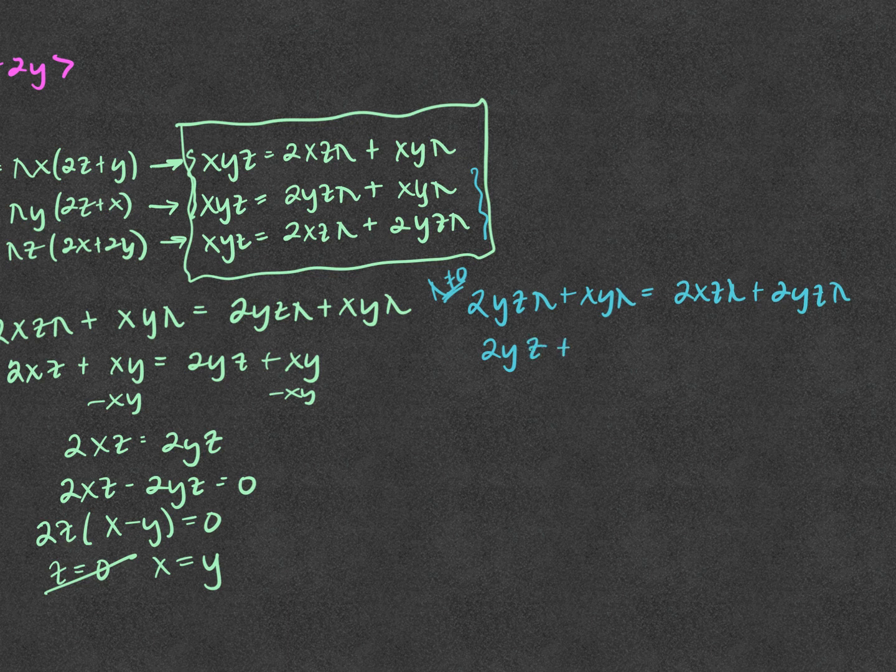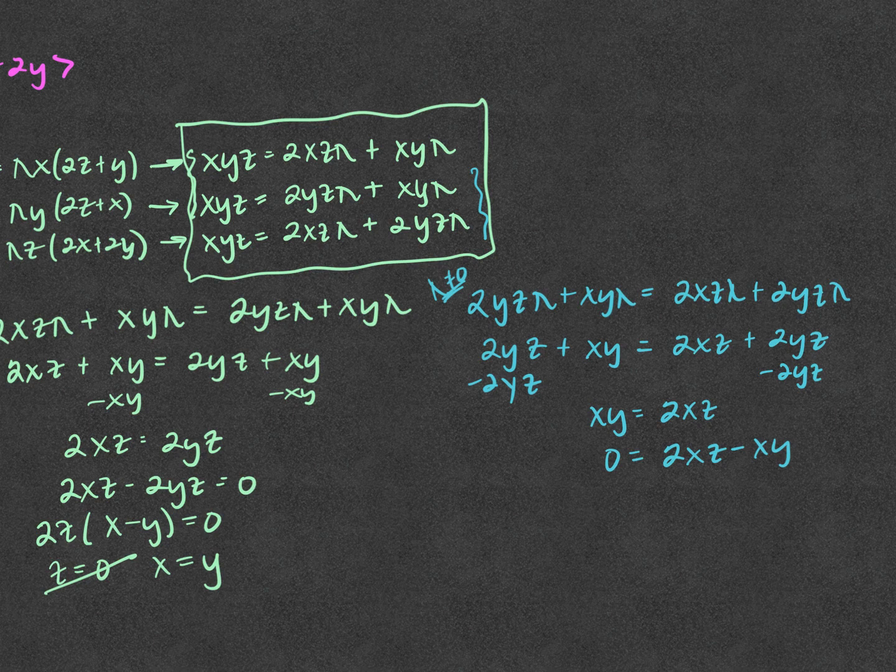So we're going to say lambda is not 0 and take the lambdas out of the equation. So we have 2yz plus xy equals 2xz plus 2yz. Again, we have 2yz's on both sides, so I want you to see that these cancel out. So we end up with xy equals 2xz. Let's bring the xy over. 2xz minus xy. Let's factor out the x. And we have 2z minus y.